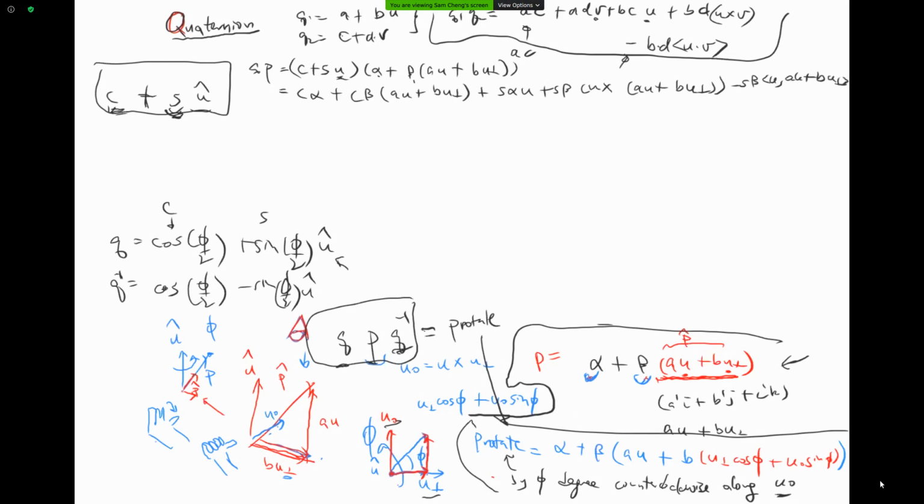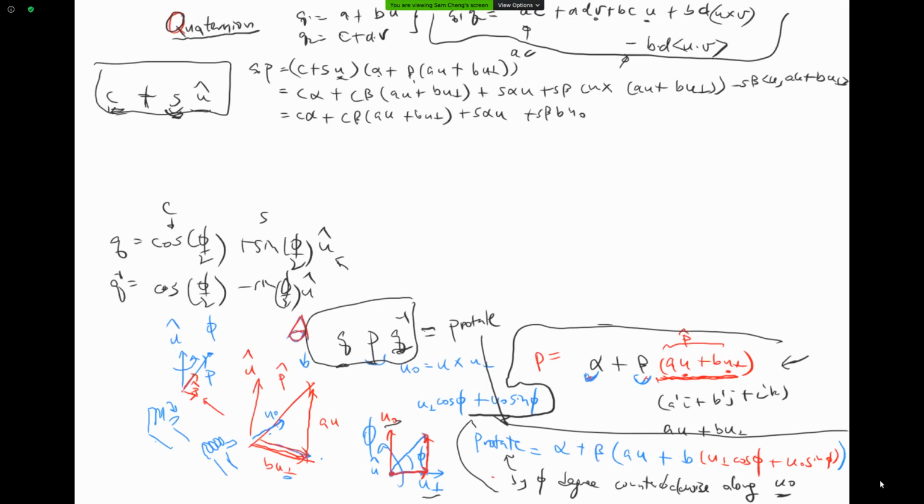So then let's see, I just copy some of this as C alpha plus C beta, AU plus BU perpendicular is the same as alpha U, and then S beta U cross this AU. Now I can remove some terms. U cross U is just equal to 0. U cross U perpendicular, you see what's that? U cross U perpendicular is just equal to U naught, right? So therefore I have S beta B U naught. And then for this guy I have what?